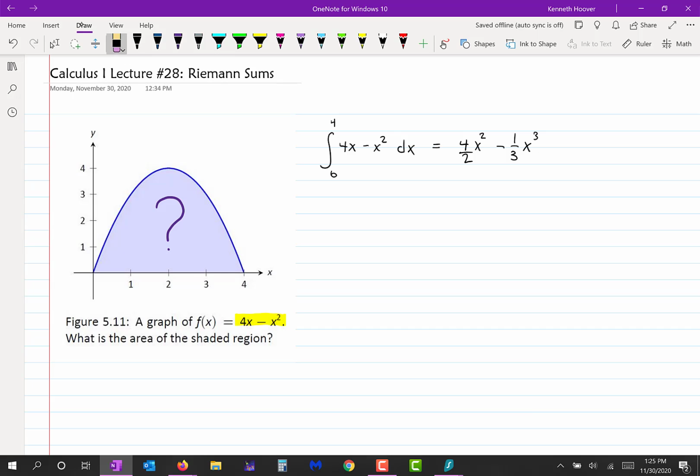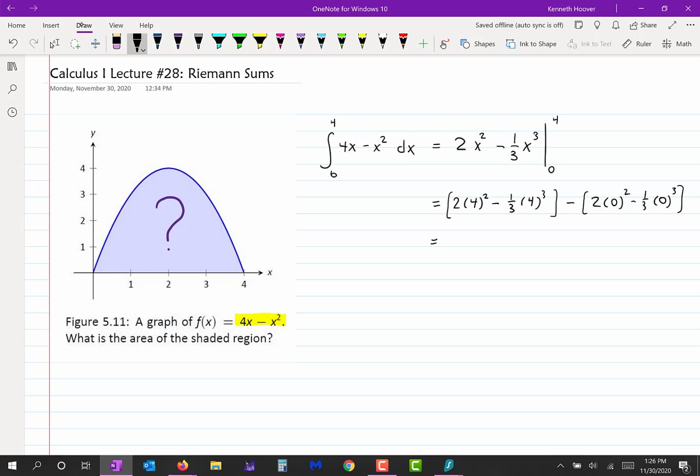And what's 4 over 2 is 2, right? So let's write that. And then we evaluate that from 0 to 4. So that means 2 times 4 squared minus 1/3 times 4 cubed, minus 2 times 0 squared minus 1/3 times 0 cubed.